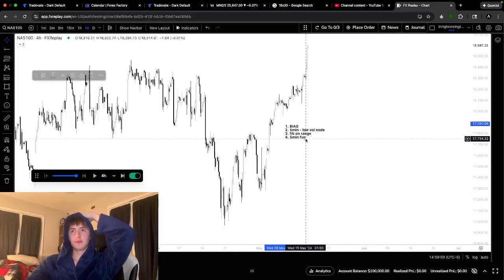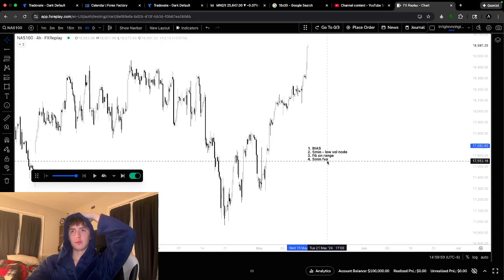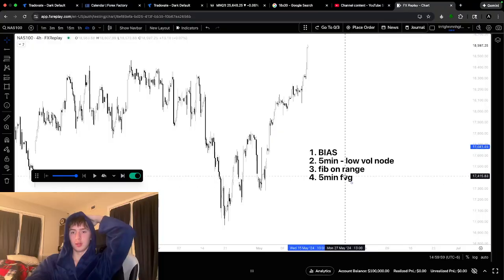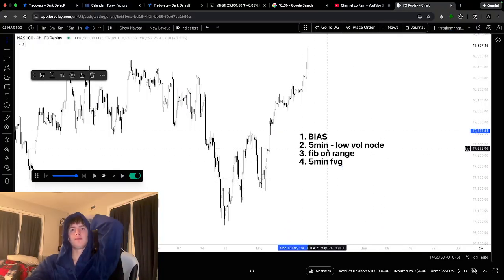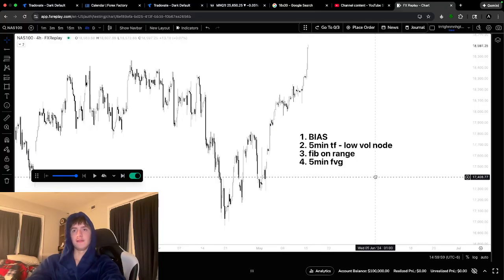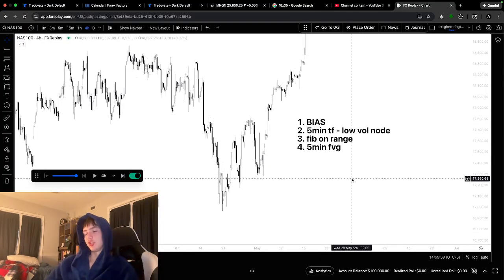Make this bigger for you. Can't make it bigger. There we go. These are the confluences. This should be the time frame. I like the 5-minute because if you go on the 1 minute, sometimes it will show a bunch of little ones.